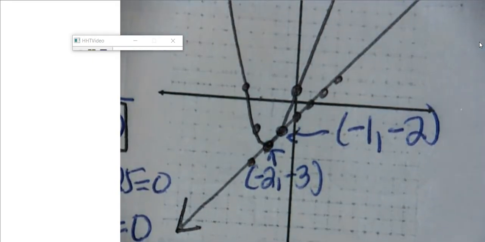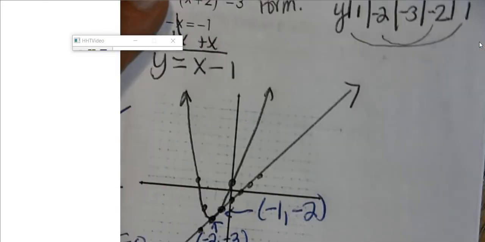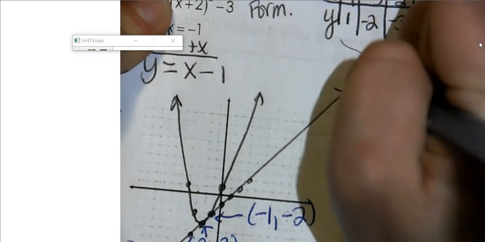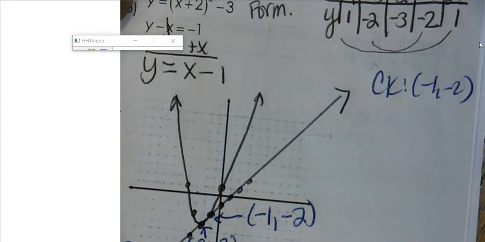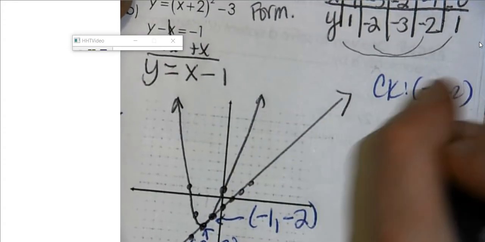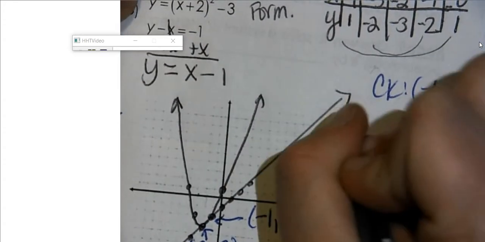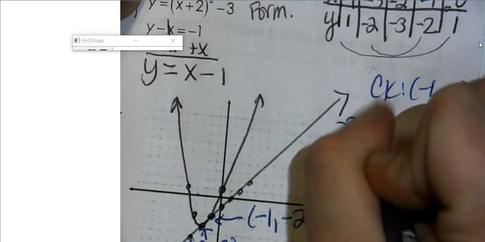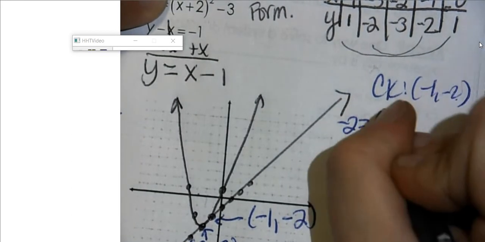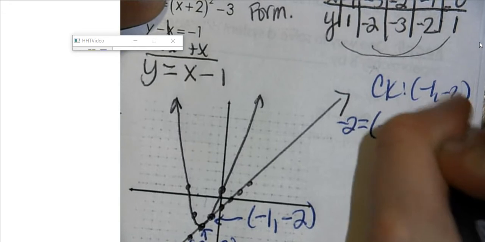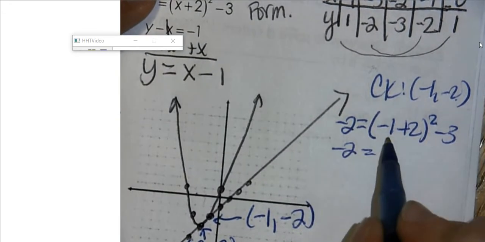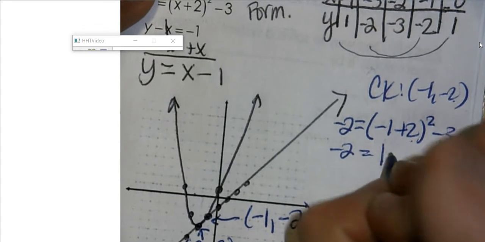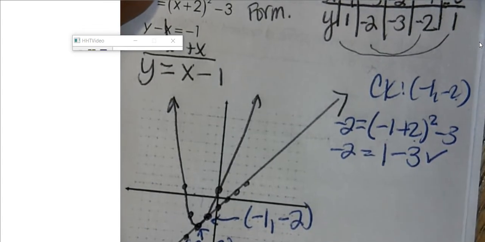So now we have 2 different points that we need to check. Let's start off by checking (-1, -2). I'm going to write y equals, so y is -2, so -2 equals (-1 + 2) squared minus 3. So -2 equals 1 squared, which is 1, and 1 minus 3 doesn't equal -2.